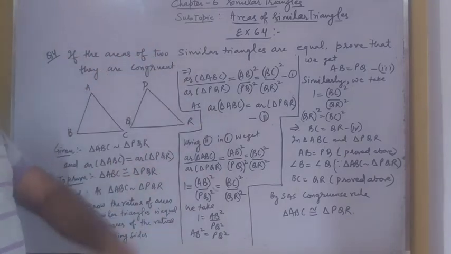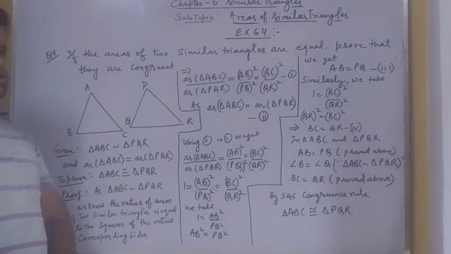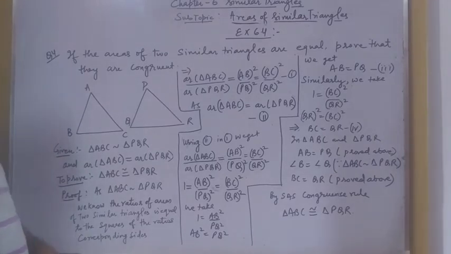If the areas of two similar triangles are equal, we have to prove that these two triangles are congruent. In the question, two triangles are similar and the areas of the two similar triangles are equal. It is given. For this, we have to prove that these two triangles are congruent. So let us come to the solution.